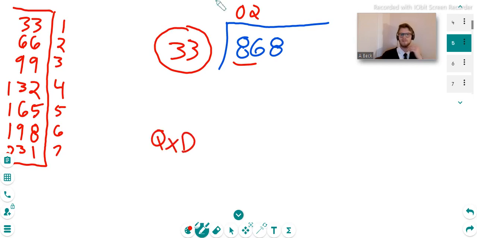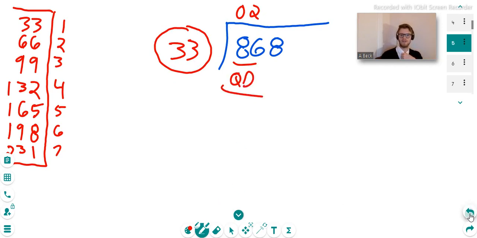Everybody forgets this. Q times D. If you put any quotient at all, you can't just leave it there. You have to take that quotient, 2 times 33, and put it down here. And this is going to make a new container for us. It's going to make a nice new container. This is our QD number, 2 times 33. That's going to be our QD number.